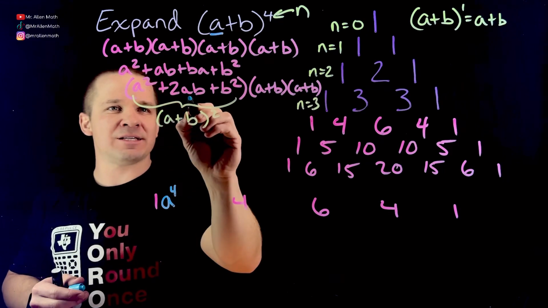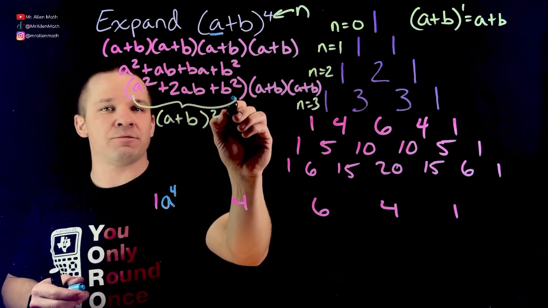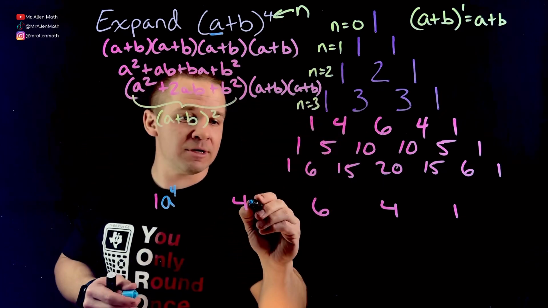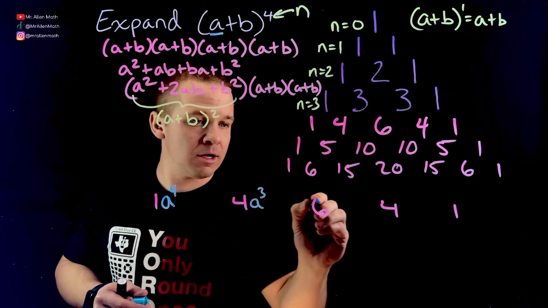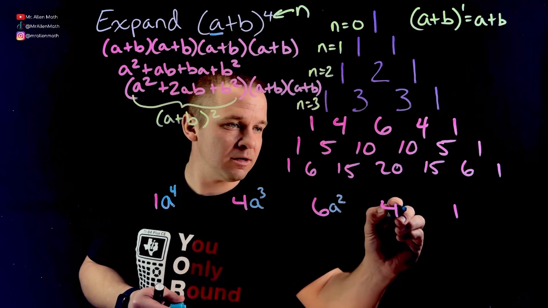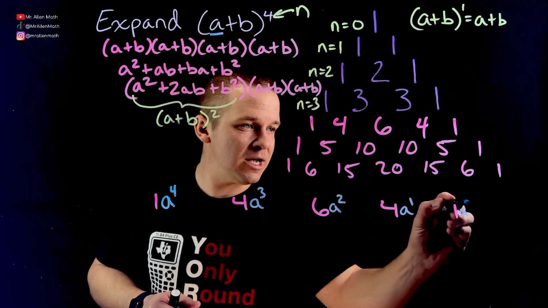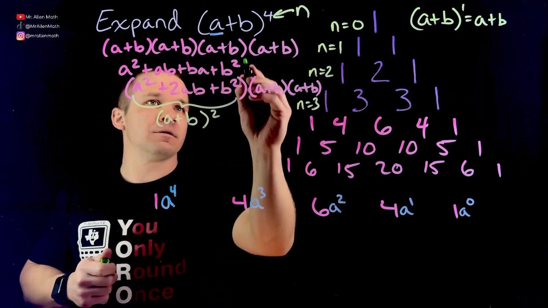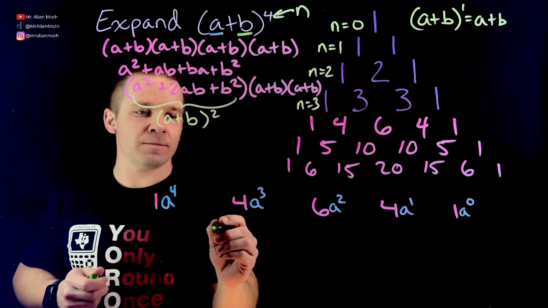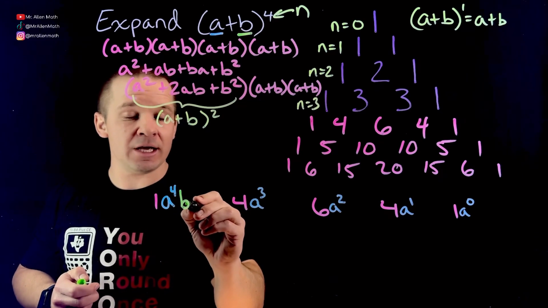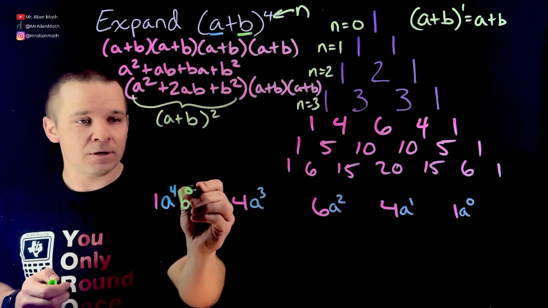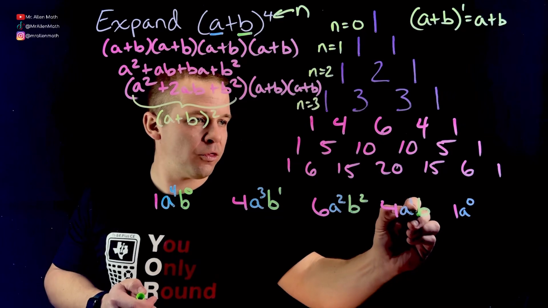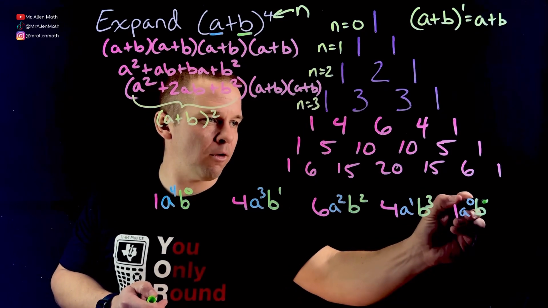And then notice that my second term here was a to the first, and then it was gone. The exponent was decreasing by 1 each time. So now I have a to the third, a to the second, a to the first, and a to the 0 power. And then for my b, this guy right here, I'll start with 0, then b to the first, b to the second, third, and b to the fourth.